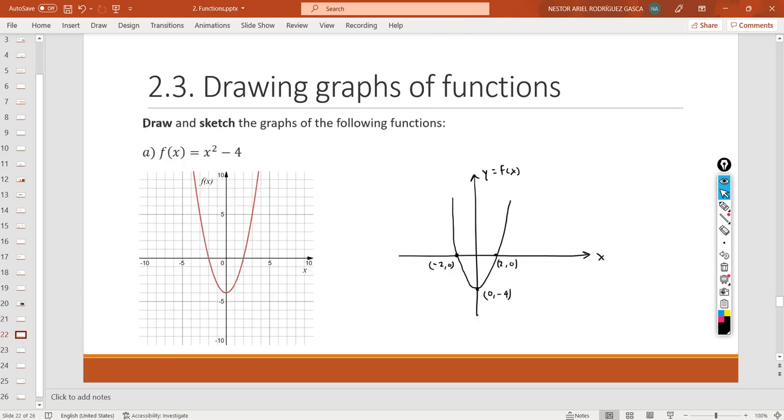Suppose that I tell you to draw and sketch the graphs of the following functions. This is the first function I'm giving you: f of x equals x squared minus 4. This is the drawing of this function. As you can see, it's very detailed. Everything is correctly drawn with rulers, at right angles. The graph itself is drawn with a lot of precision.